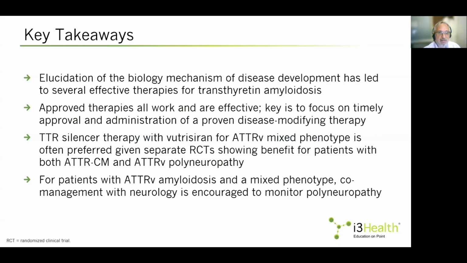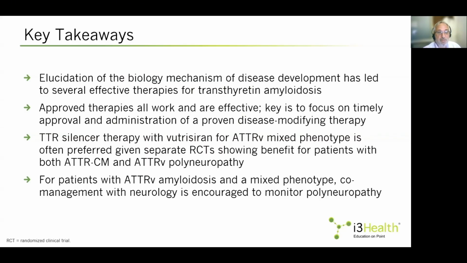We have not had really many negative trials in amyloid, and that's not because we're great clinical trialists. It's really because basic scientists and translational biologists have invented very effective therapies, because they knew what the disease is caused by and how it works.